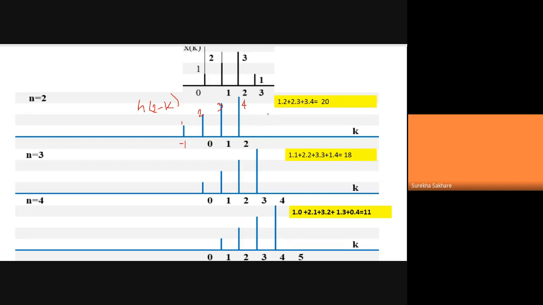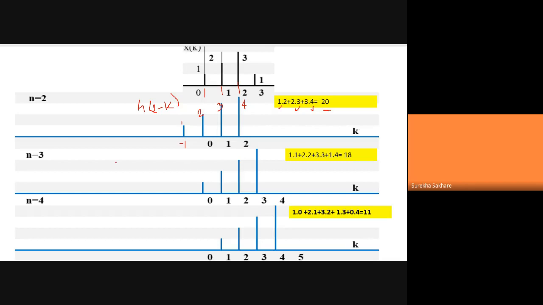Right? So you see how many overlapping. This is 1, this is 1, and this one. So 1 into 2, this signal. 2 into 3, this signal. 3 into 4, this signal. So I have 2 plus 6 plus 12, 20. The same that we had obtained in the basic method, that is by formula.